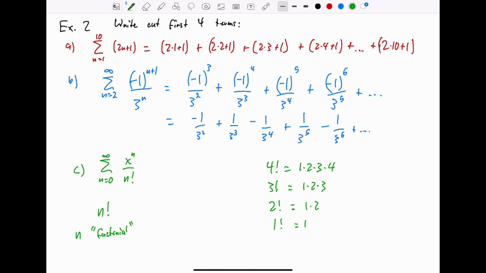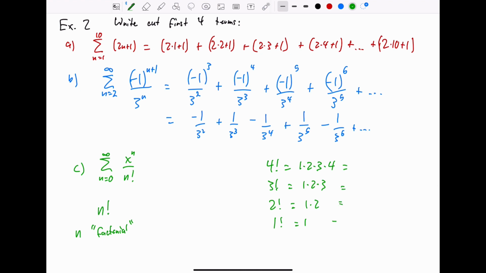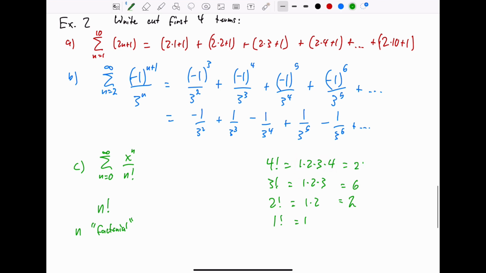And we can expand some of these out. 1 times 2 times 3 times 4. Well, let's go the other way. 1 is just 1. 1 times 2 is 2. So 2 factorial is equal to 2. 3 factorial is 1 times 2 times 3. That's 6. 4 factorial is 1 times 2 times 3 times 4. Or we could think of this as 1 times 2 times 3, that's just 6, times 4. So 6 times 4, we get 24.